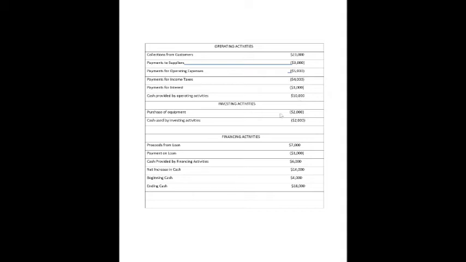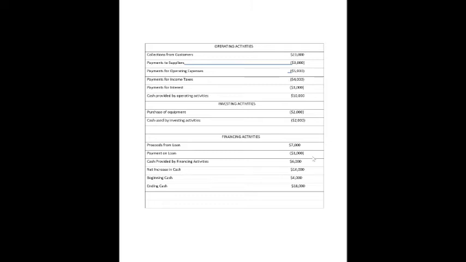Then when we get to investing activities, we're spending $2,000. So it's $2,000 spent. Financing activities, we take a loan out for $7,000. We pay $1,000 on the loan. So we have $6,000 left. Altogether, we have a $14,000 increase in cash. Beginning cash was $4,000, so ending cash is now $18,000. This is a simplified version of a cash flow statement.